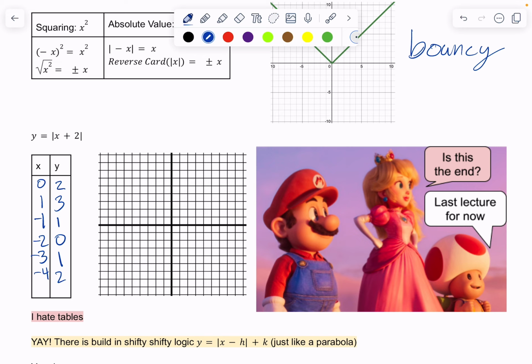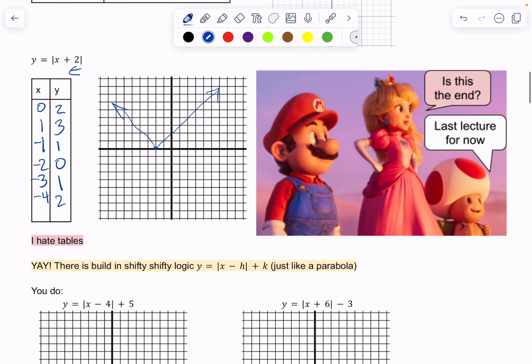It bounces back up. So doing that logic, we're going to go from our 0 at negative 2, and it goes like this. It bounces and goes, and it shifts to the left by 2. That looks familiar. Gee, I wonder if that has anything to do with shifty logic. And it really does. It's a transformation of a graph. It's exactly like the parabola.